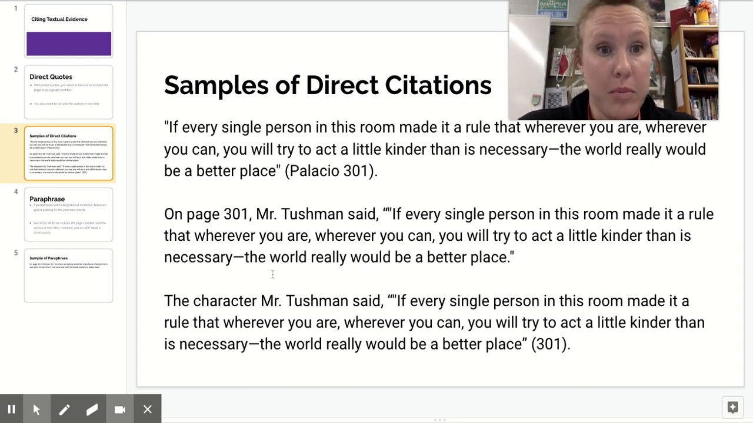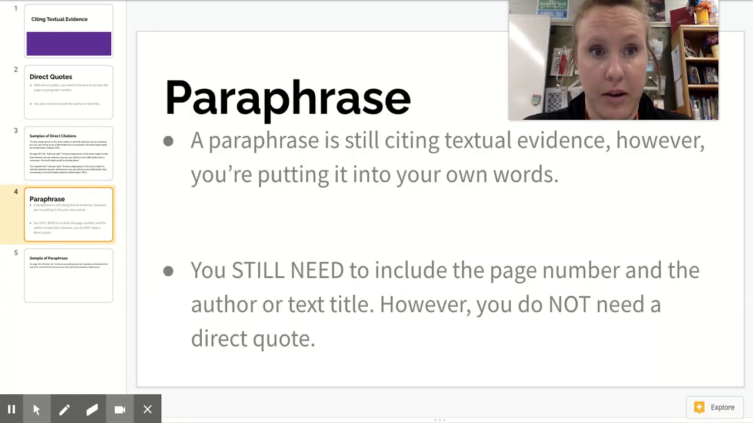You could even say on page 301 of Wonder, Mr. Tushman said. Then it says the character, Mr. Tushman said, and then there's the quote, and then as you can see, there's that page number at the end. So every single one of these either references the author or the character or the book Wonder. Okay. The next one is a paraphrase.